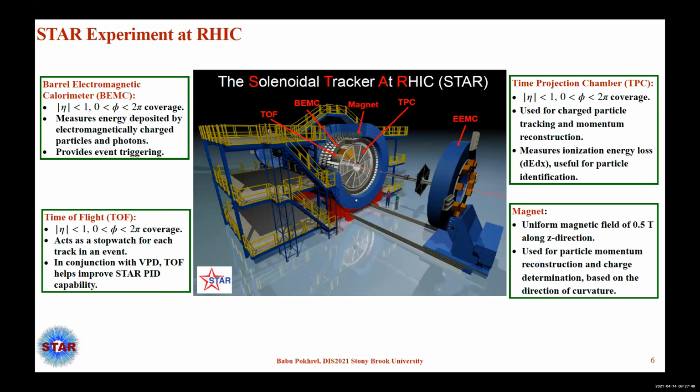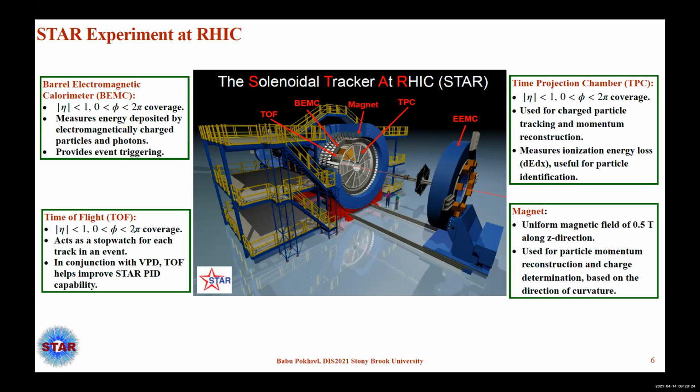Moving on, the picture shows the STAR layout with different detector subsystems. The time projection chamber has coverage of -1 to 1 in pseudorapidity and full 2 pi coverage in azimuth, and is used for particle tracking, momentum reconstruction, and particle identification by measuring the ionization energy loss. The barrel electromagnetic calorimeter, which sits right next to the TPC, has similar coverage as the TPC, and it provides event triggering by measuring the energy of the particles.